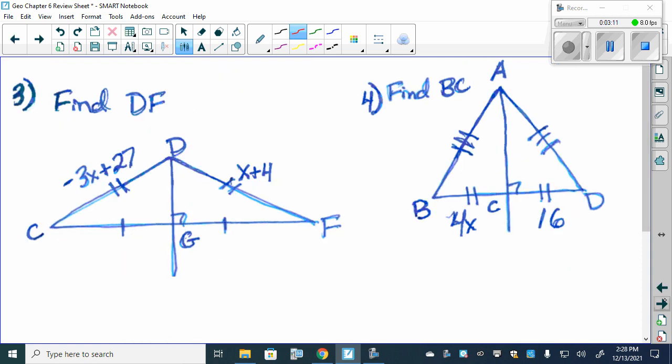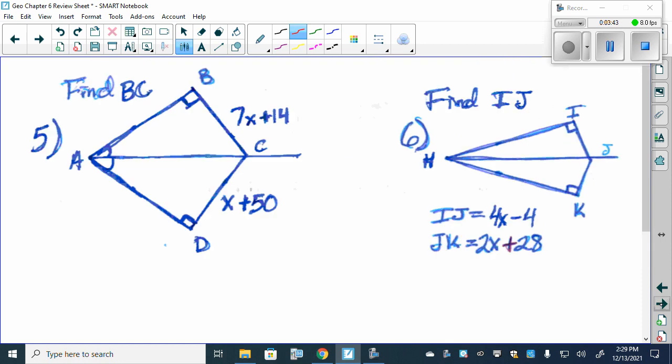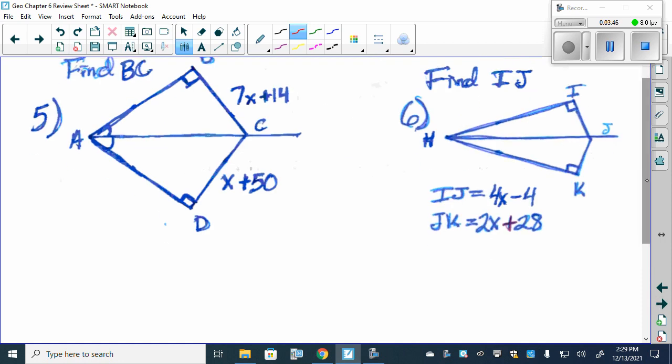Any questions on 3 or 4? BC and CD are the same, yes? So what is BC? Yes, sir. If you were doing number 3, would you set those equal to each other? Yes. Any other questions on 3 and 4? Questions on 5 or 6?